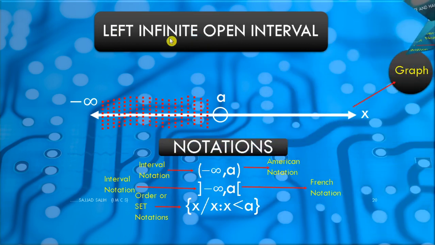Okay. Left infinite open interval. In a left infinite open interval, the point A is not present, but all the x points from A down to negative infinity are involved. As the graph on the x-axis shows, the interval notation is (negative infinity, A). This is the American notation, this is the interval notation, and in set notation, x such that x < A. It means x points are involved but A is not involved.